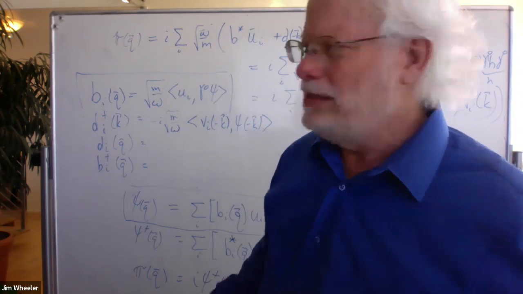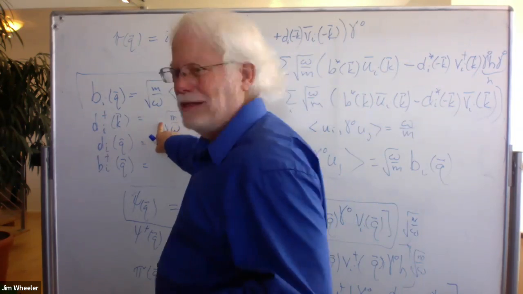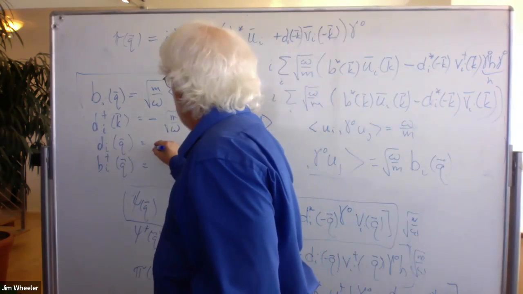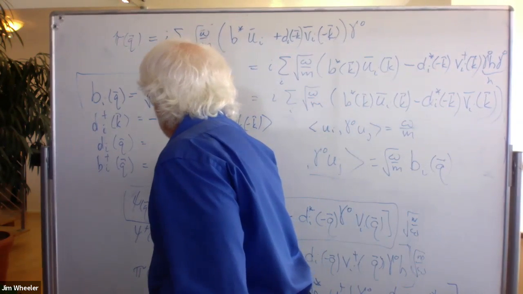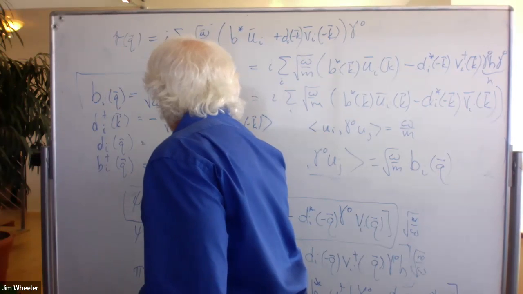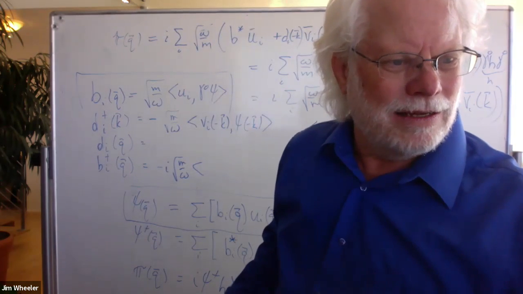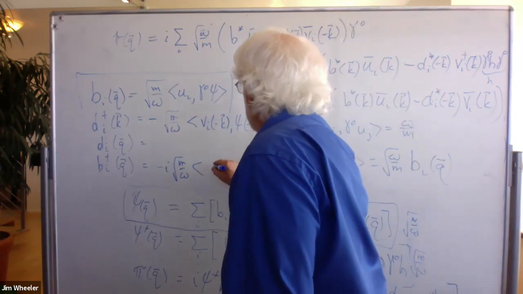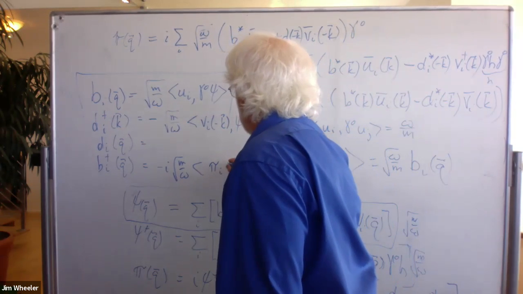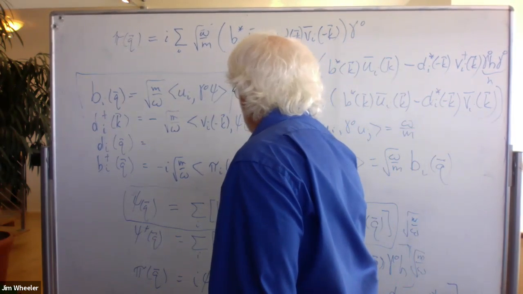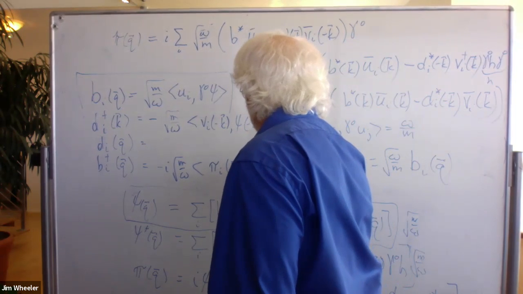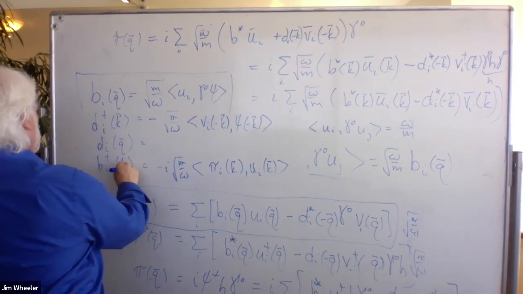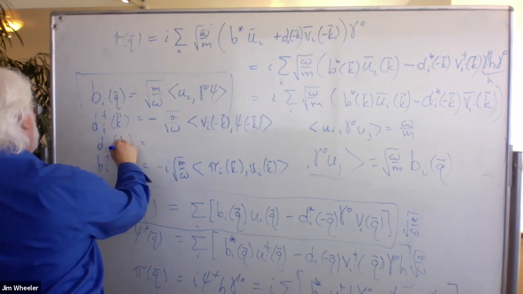Sorry, lost track of which line I was on. This one's got a minus i, but a simpler inner product. B dagger, pi of k, u of k. Going back and forth between K and Q here.